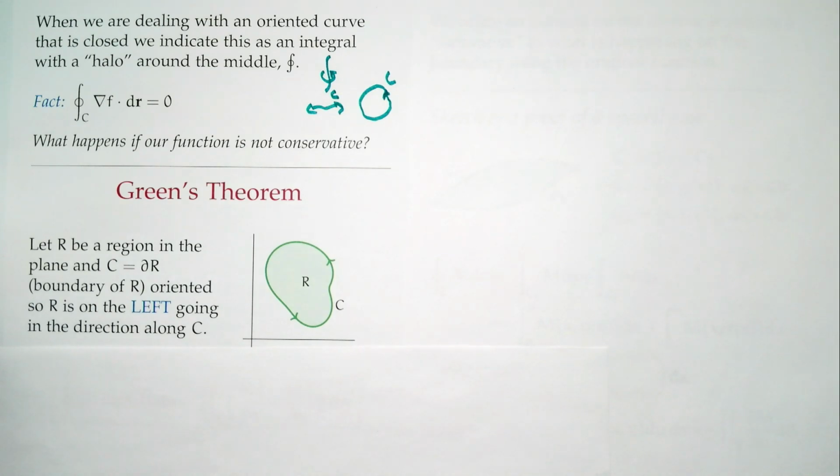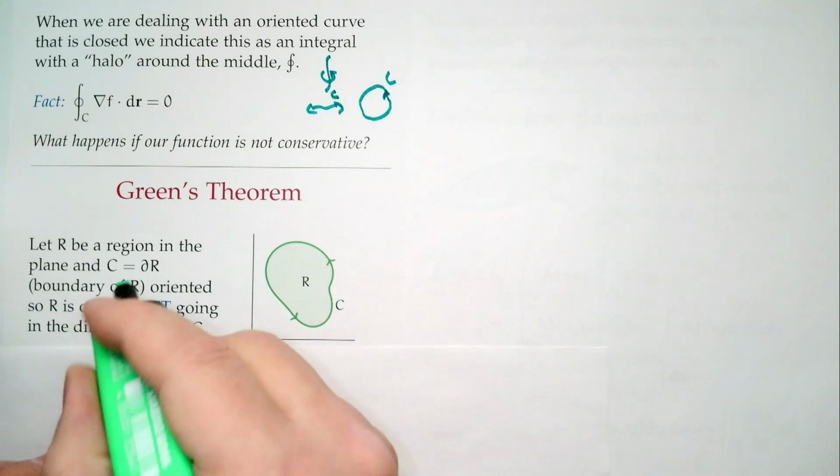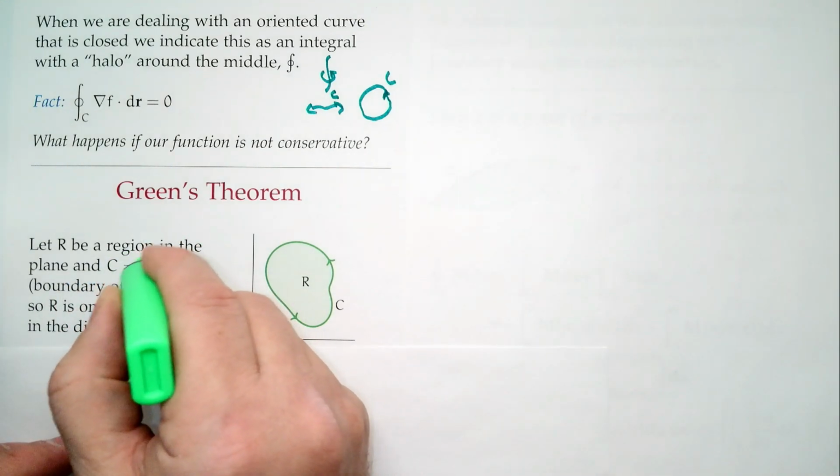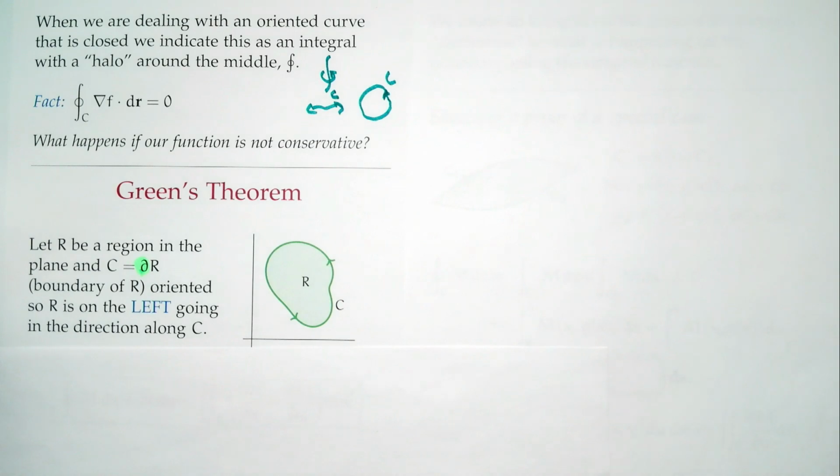And we have some notation. You might notice that we've seen notation like this before. There's a symbol here that we use for partial derivatives. We also use it for another purpose, which is to indicate boundary. So if you see something that looks like partial R, in this case it means boundary of R. So I have a region and I have a curve.